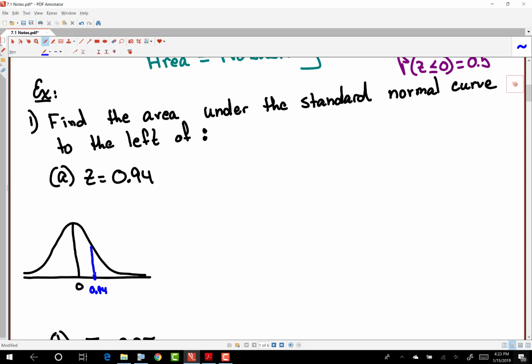And we're trying to find the area to the left. So we're going to shade this way. So it's this area right here that I'm trying to find. This is equivalent to finding the probability that z is less than, because it's to the left, 0.94. That's equivalent. So we can get that from the table. So I'm going to bring the table up and show you how to use the table now.